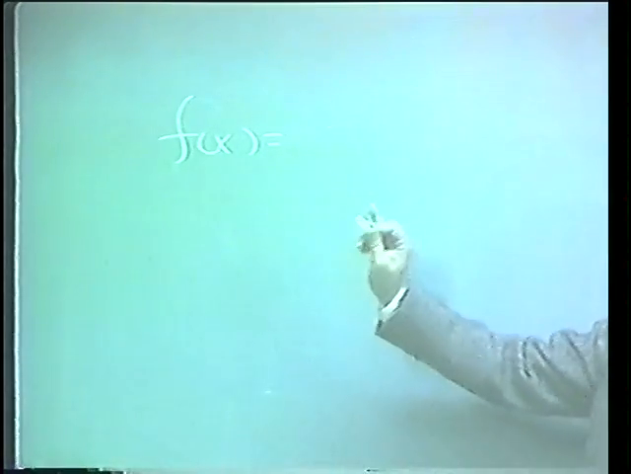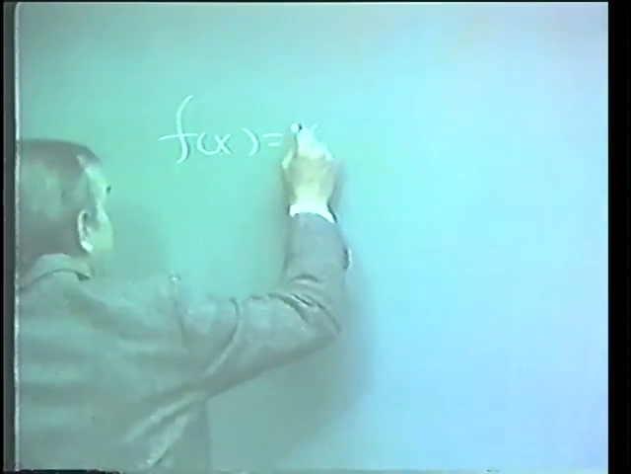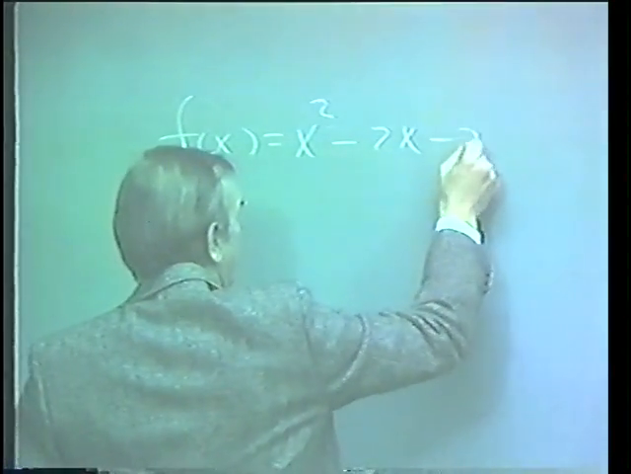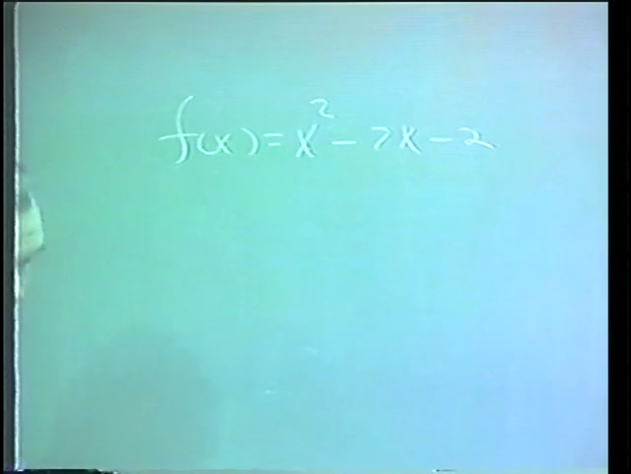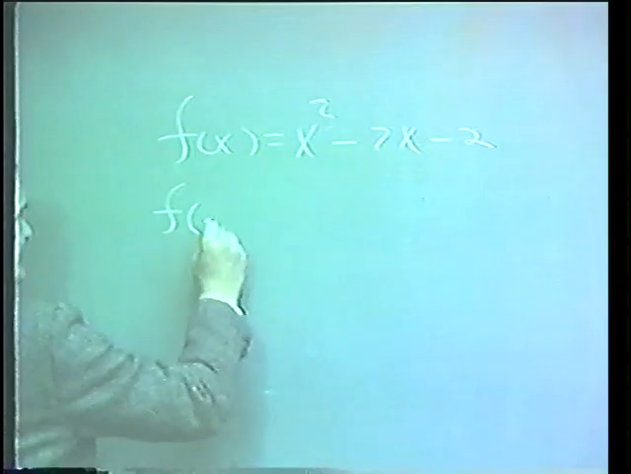Not a difficult concept. The domain is what values of x can we plug in there. The range is what values do we get for y then. That's it. Okay? So let's suppose I have a function f of x equals x squared minus 7x minus 2. And what I'd like to do is find f of, let's say, 5.